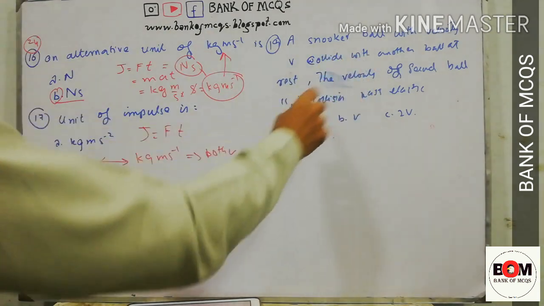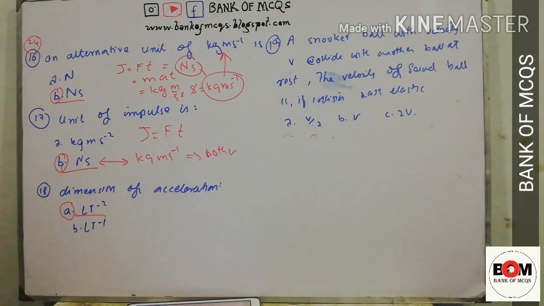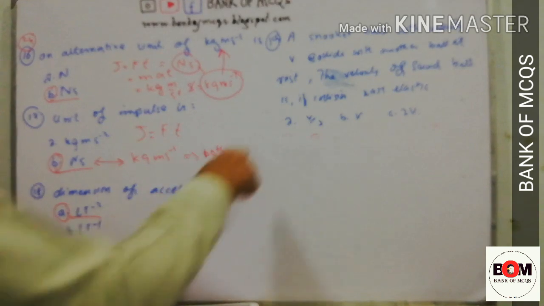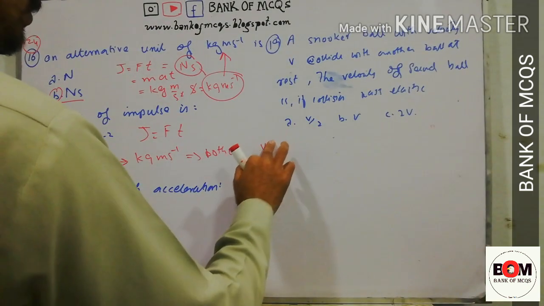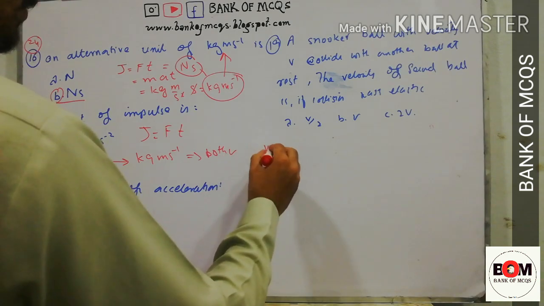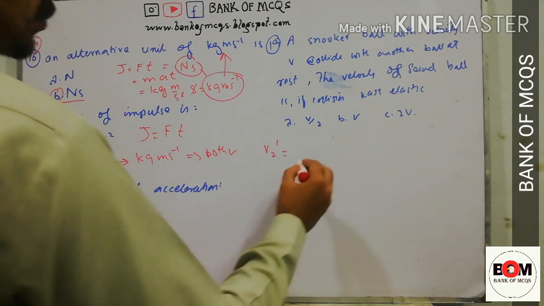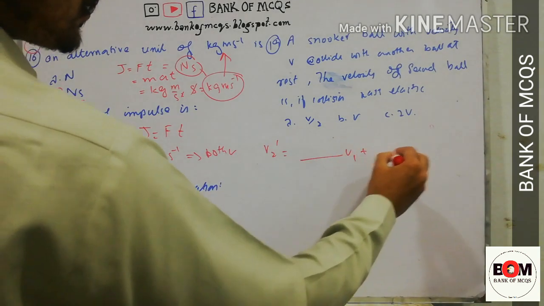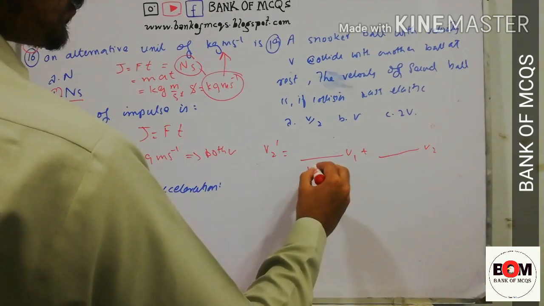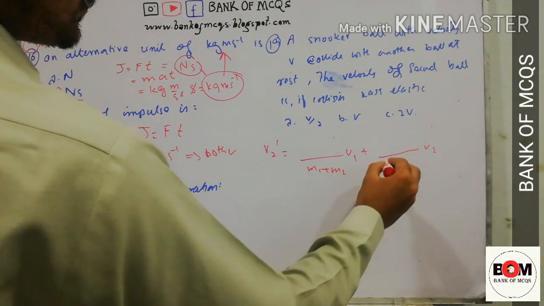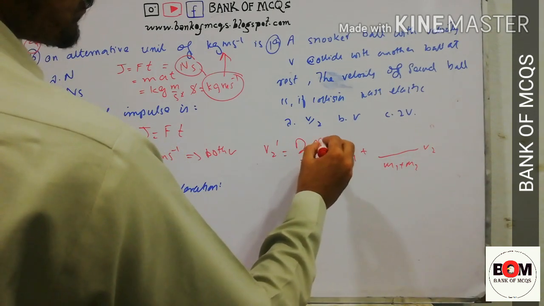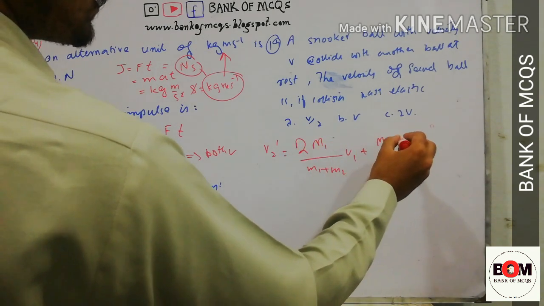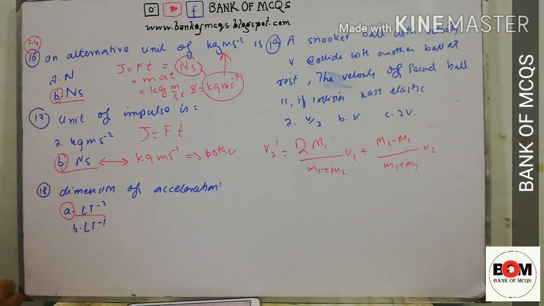The velocity of the second ball, if the collision was elastic. So we will write the formula. v1 dash is not needed. Simply we will write the formula for v2 dash, which is equal to (v1 plus v2) and (m1 plus m2), 2 times m1 and 2 m1, m2 minus m1.